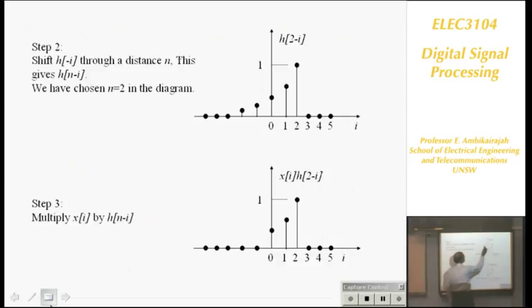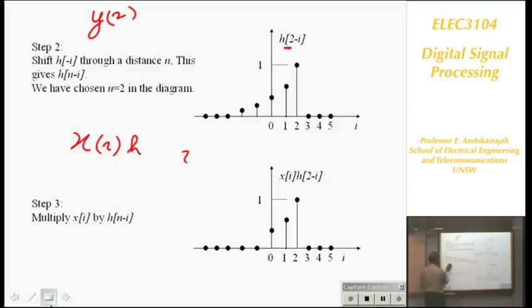So I am shifting by 2 samples because I want to calculate the convolution y2. That's what I'm after. So I shifted by 2 samples. That means everything is moved 2 samples. Once I have done that, I have to multiply. That's what it says: x[i] multiplied by h[n minus i], and sum them. That's convolution. I'm setting n to 2.